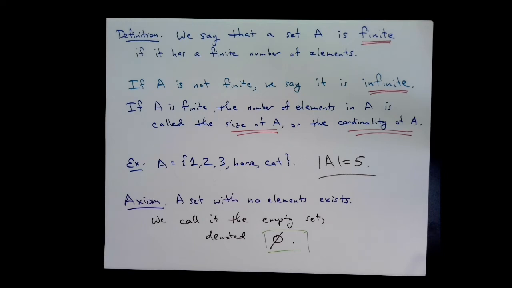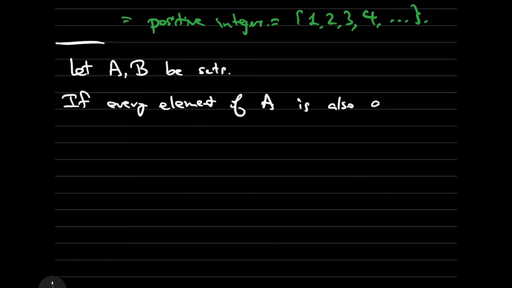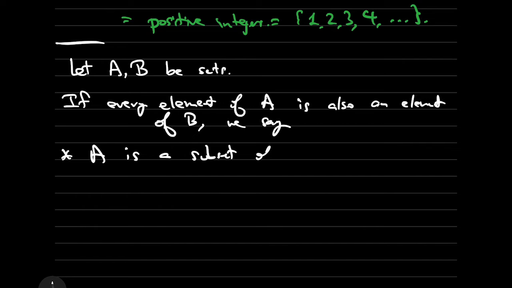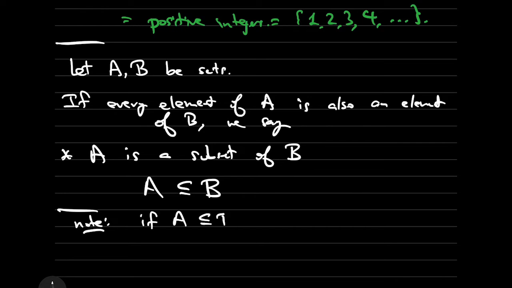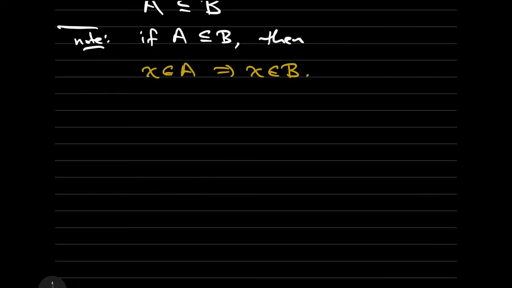If A and B are two sets such that every element of A is also an element of B, we say that A is a subset of B, written as such. Of course, if A equals B, then A is a subset of B. If we want to stress that A is a proper subset of B, i.e. A is a subset of B but A is not equal to B, we can use notation like this.